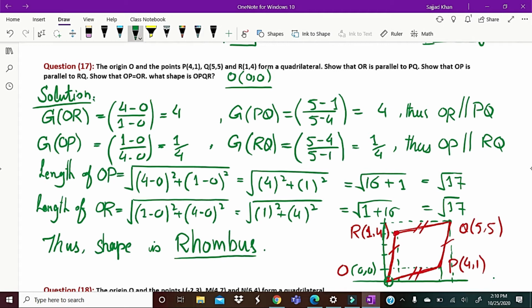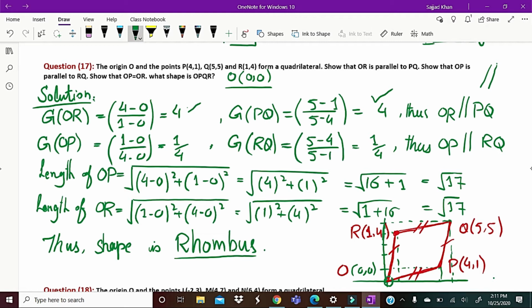Again, the first thing we have to find is the gradient of OR. We have R, we have O, just use the formula, and the gradient is 4. Find out the gradient of PQ. We have P, we have Q. Just put the values and we can see that this is also 4. It means that OR is parallel to PQ. These two straight lines mean parallel, or you can write down parallel.